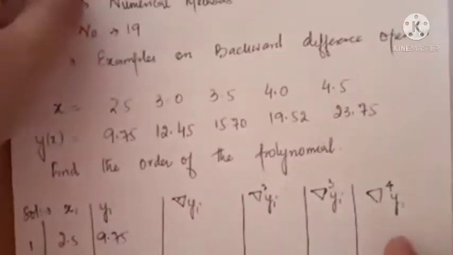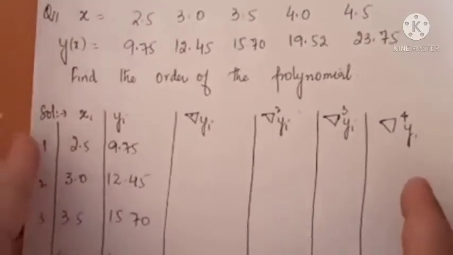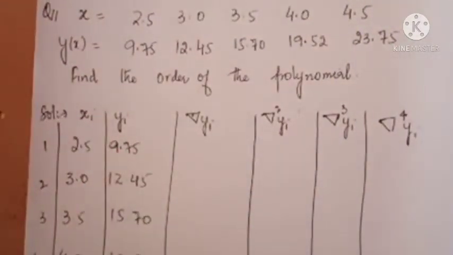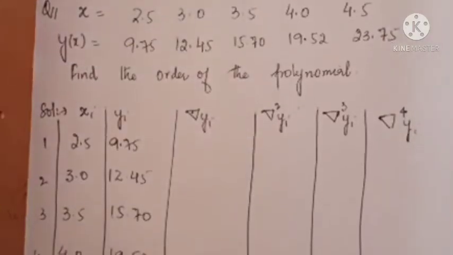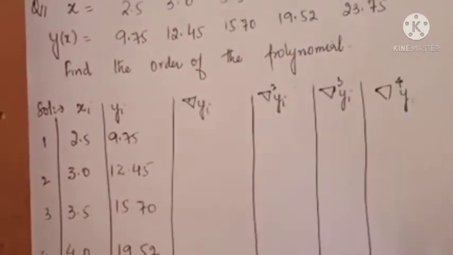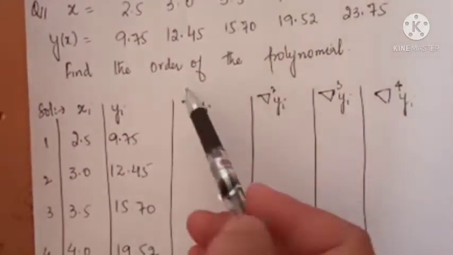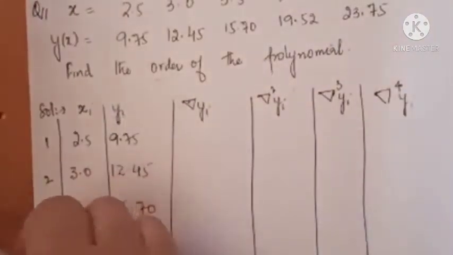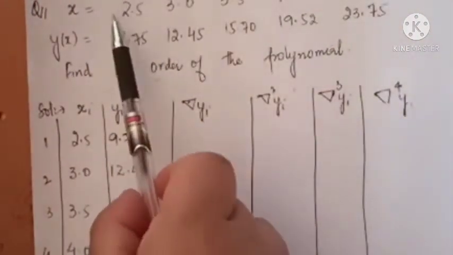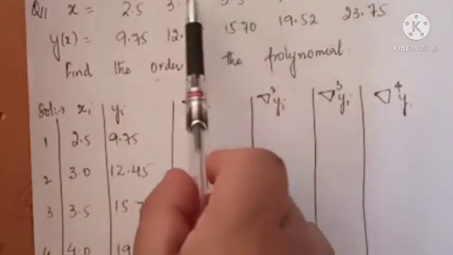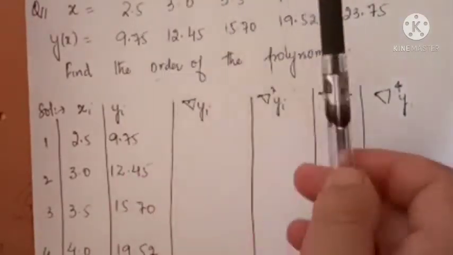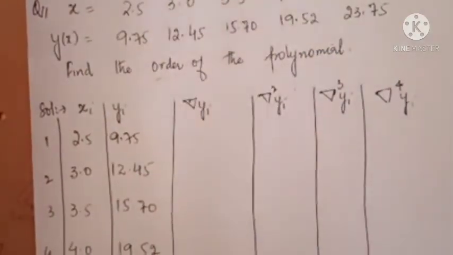So today's topic is, as we saw in the last lecture, the backward difference operator and how to construct the backward difference table. There was a little difference between the forward differences and backward differences in the representation. Now, this is a question and we have to find the order of the polynomial. The first thing we have to check is whether our data points are equally spaced. Yes, they are equally spaced, so we can solve this question.